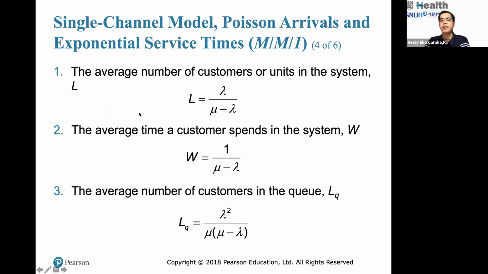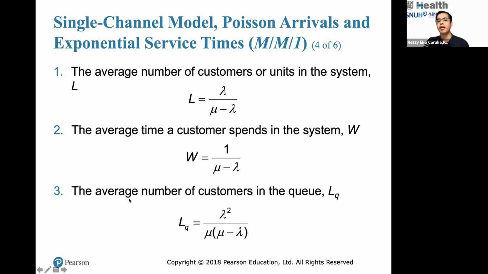Here we can calculate the average number of customers or units in the system. We have L, which means the number of customers in the system, and we can measure it by lambda divided by mu minus lambda. Second, we have W, which means the time a customer spends in the system. We can calculate W by 1 divided by mu minus lambda.